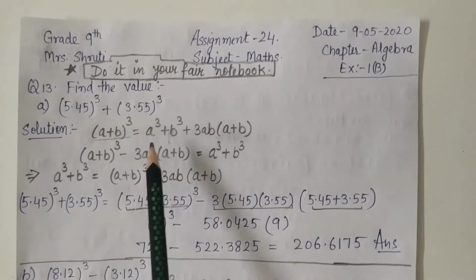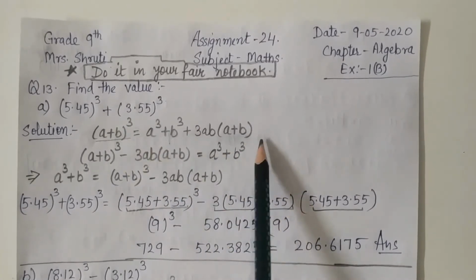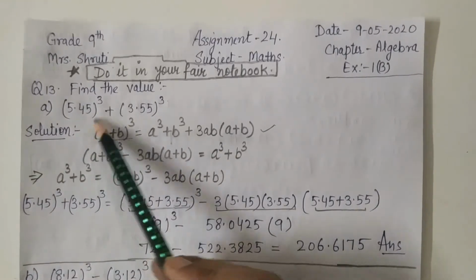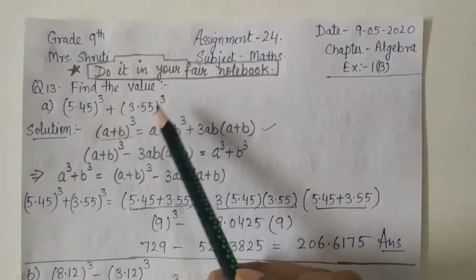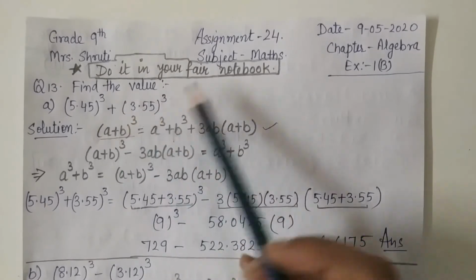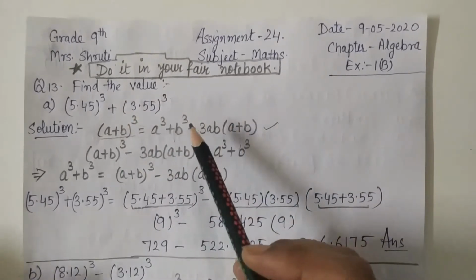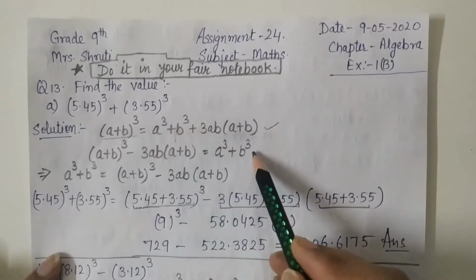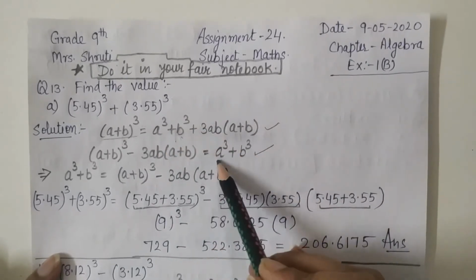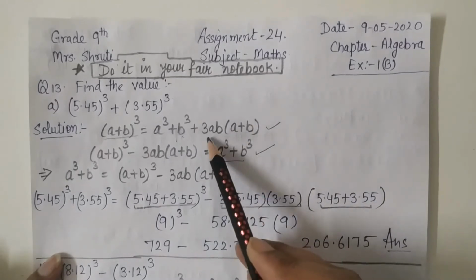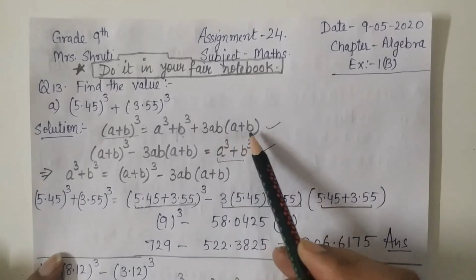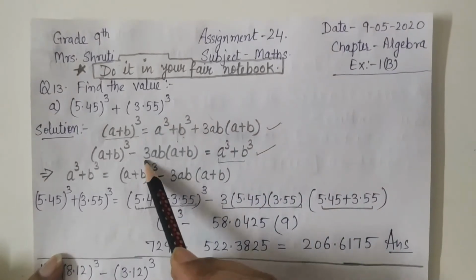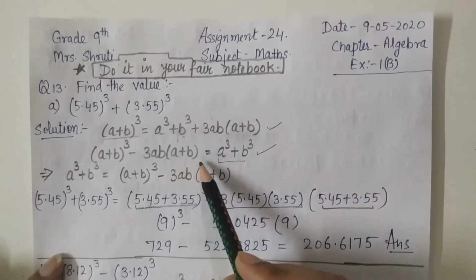यहाँ पे plus given है, it means we have to use the plus identity. Clear? Now here is only single cube, meaning a of cube plus b of cube, not whole cube. So what can you do? You have to make a cube plus b cube value. This one you have to find out. So here plus 3ab into (a plus b) is given. So if I am writing here, it will be changed into minus 3ab (a plus b).